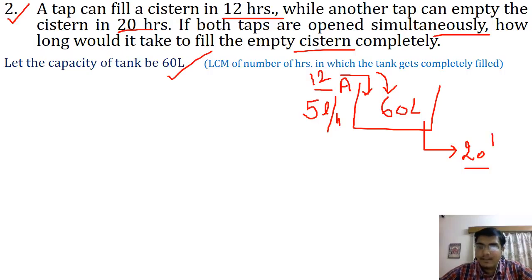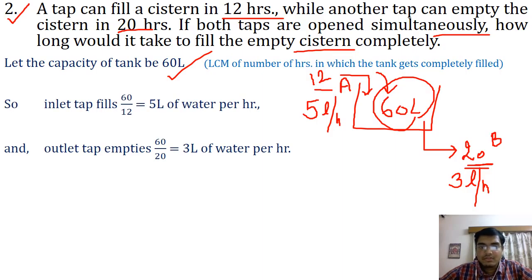Similarly for tap B, what can I say? How much amount of water is being ejected out of the cistern? 3 liters per hour, because it is emptying 60 liters in 20 hours. So now I have the individual rates of tap A and B. So we have our inlet tap's rate, 5 liters per hour. We have the outlet tap rate, that is 3 liters per hour.